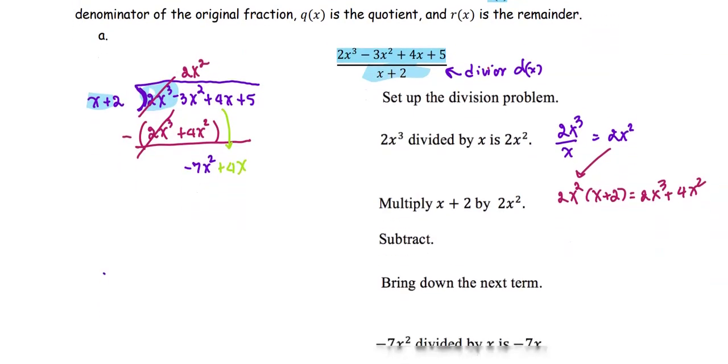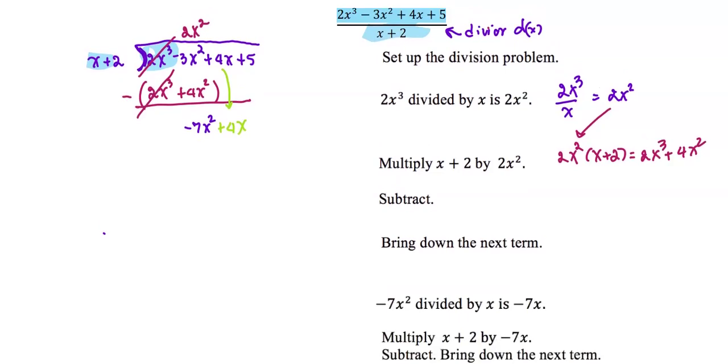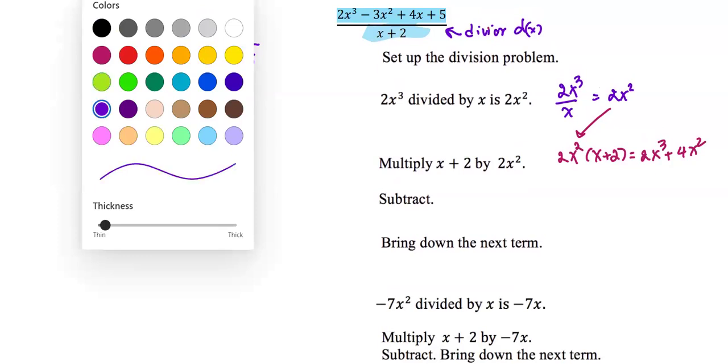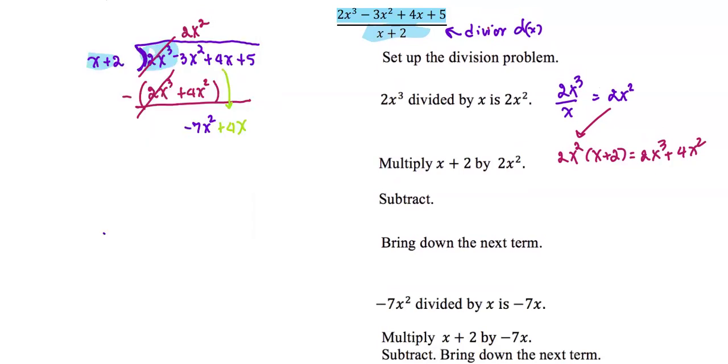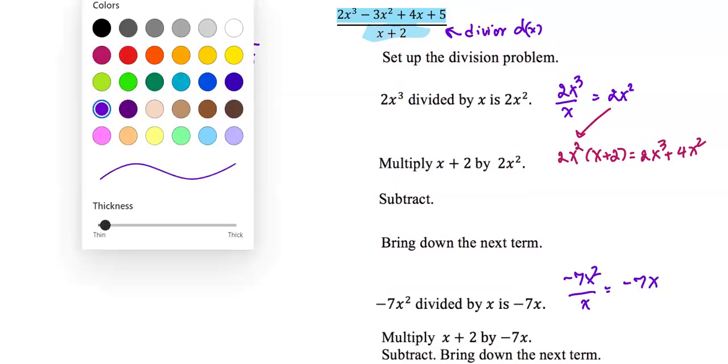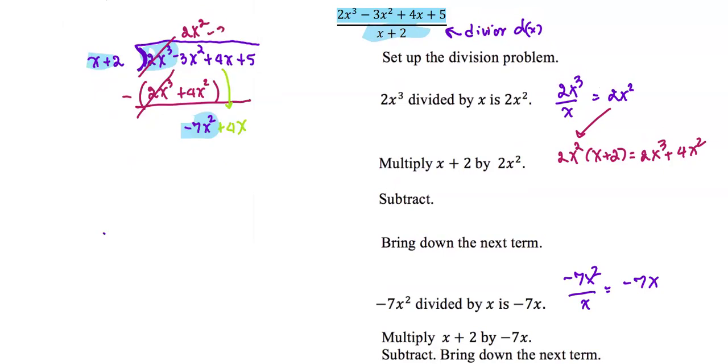Then we're going to repeat the same process. Same process, that means this time we highlight negative 7x squared and the leading term of the divisor, x. Negative 7x squared divided by x, the result is negative 7x. Whatever we get, we bring it to the top here: negative 7x.